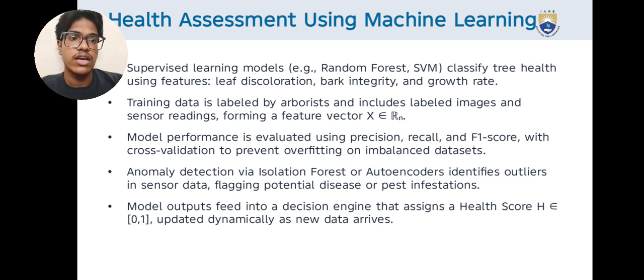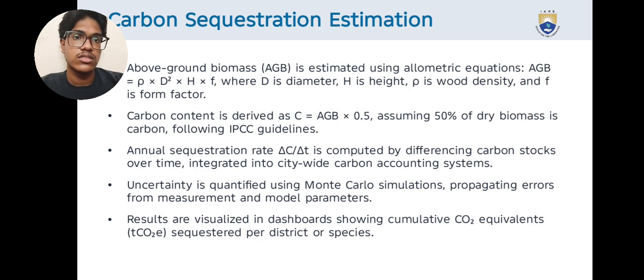Anomaly detection via isolation forest or autoencoders identifies outliers in sensor data, flagging potential disease or requiring investigation. Model outputs feed into a decision engine that assigns a health score H, updated dynamically as new data arrives.